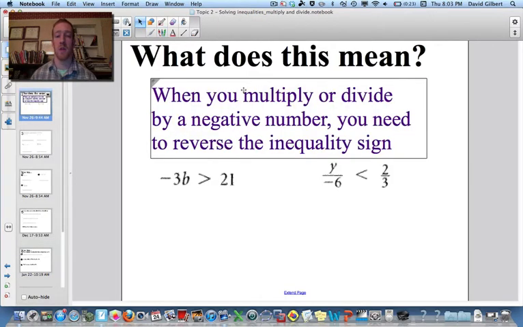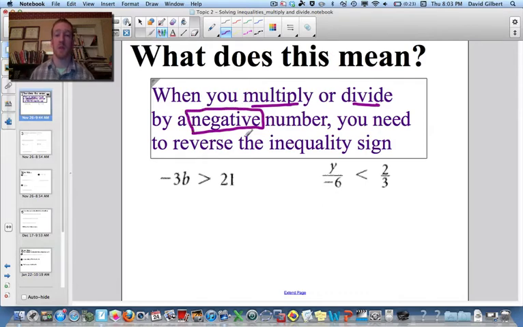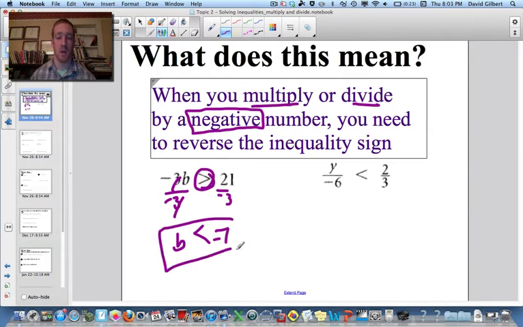You should have a space on your paper. You should be writing, pause if you need to, when you multiply or divide by a negative number, that's the key. You can multiply, that's fine, but if you multiply by a negative number, you need to reverse the inequality sign. So here, if I divide by negative 3, 21 divided by negative 3 is negative 7. So that solves for B. Now I have to switch this. It's got to go the other way.